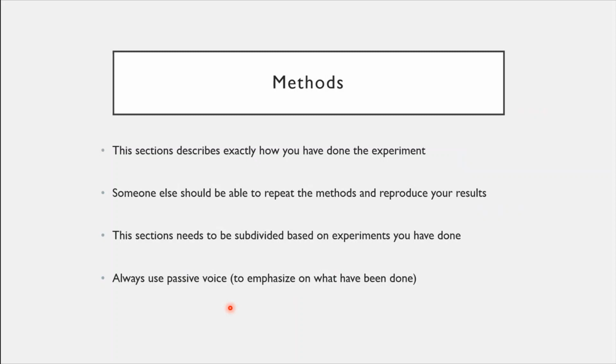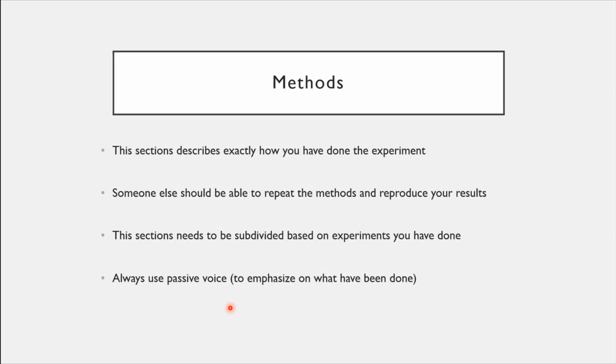The methods section, because you're doing different experiments and different techniques, has to be subdivided based on these experiments or techniques that you have done. For example, if you've done qPCR, it would have a different section. If you've done Western blot, it would have another section. And if you're doing bioinformatics analysis, so if you're doing online research, you would also include those methods separately.